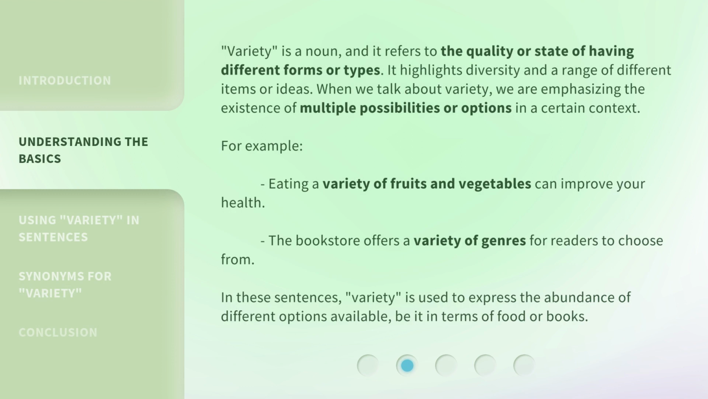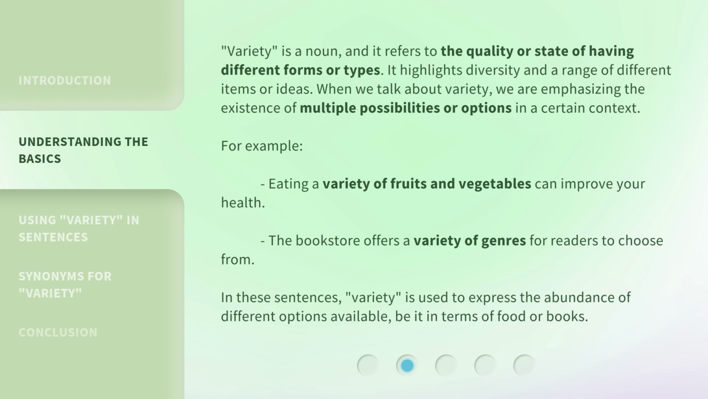Variety is a noun, and it refers to the quality or state of having different forms or types. It highlights diversity in a range of different items or ideas. When we talk about variety, we are emphasizing the existence of multiple possibilities or options in a certain context.